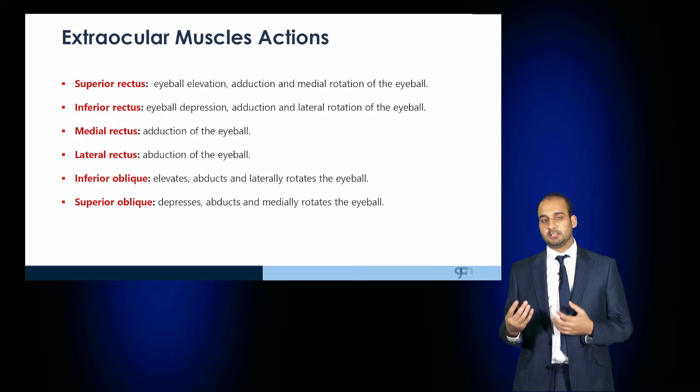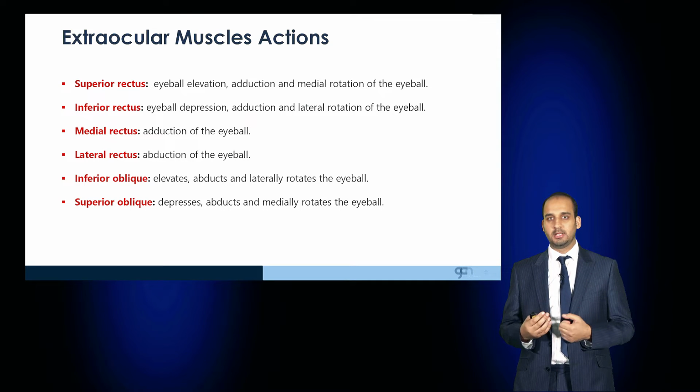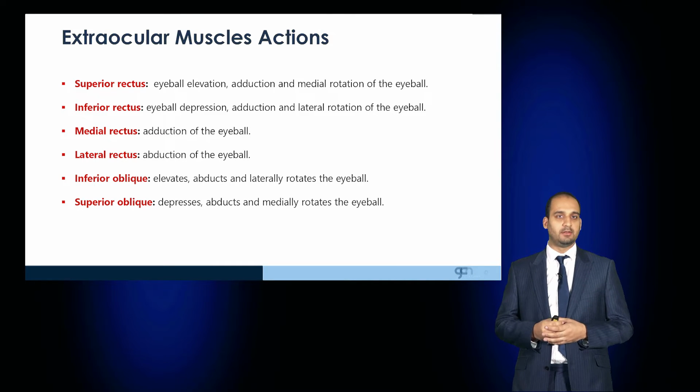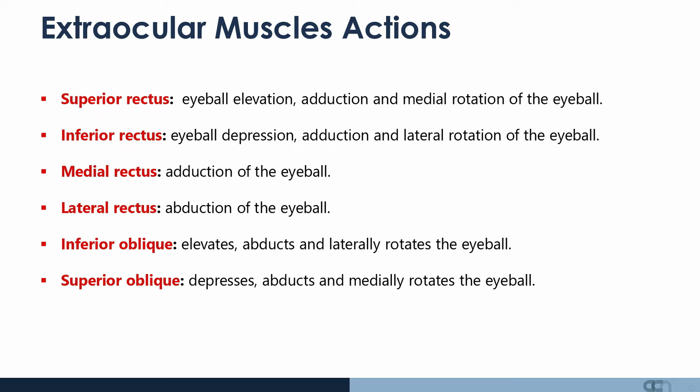The superior rectus is involved in eyeball elevation, adduction and medial rotation of the eyeball. The inferior rectus is involved in eyeball depression, adduction and lateral rotation. The medial rectus is involved in adduction of the eyeball, and the lateral rectus is involved in abduction of the eyeball. The inferior oblique elevates, abducts and laterally rotates the eyeball, and the superior oblique is involved in depressing, abducting and medially rotating the eyeball.